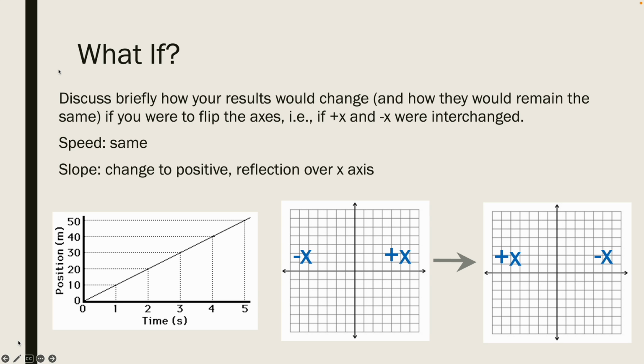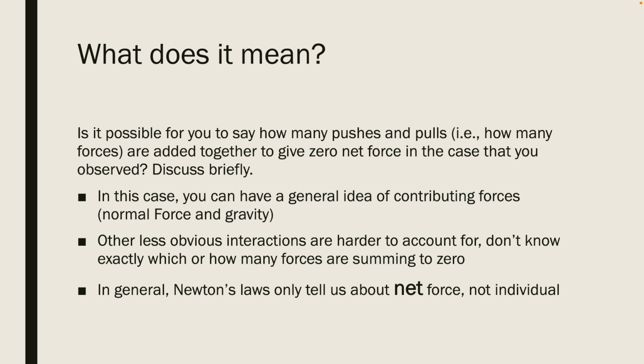So now let's discuss what would happen if we were to flip the axes. Well, the speed would remain the same because the velocity is simply changing direction. The magnitude of the velocity would be unchanged. The slope would change to positive. It would look a little something like this graph right here because the velocity would turn positive since the ball is now traveling in the positive direction instead of the negative direction. It would basically be like a reflection over the x-axis.